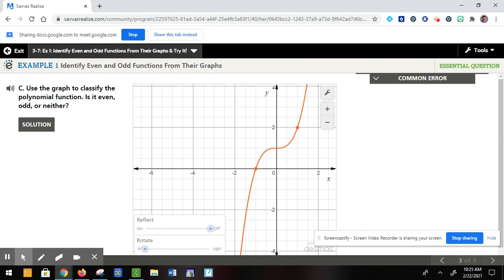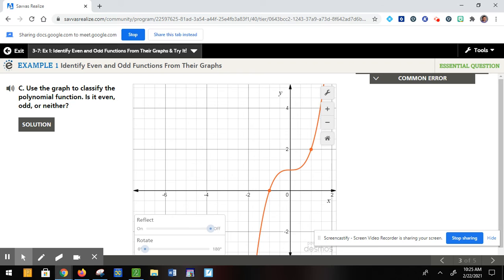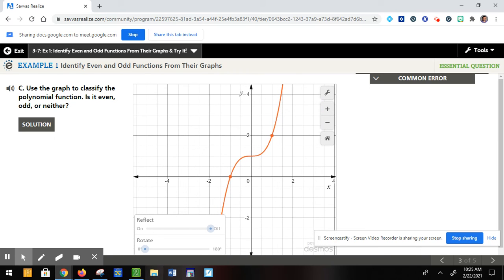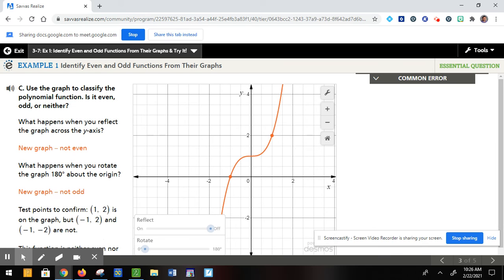All right, third example. Hold on. All right, there we go. It's working better. Reflect over the y-axis, not the same thing. So it's not even. I'm sorry, not odd. No, I'm sorry, not even. And if you rotate over 180 degrees, not the same thing, so it's not odd. So it's not even or odd, so this one would be neither. Again, look at the solution here. That's what it is confirming.